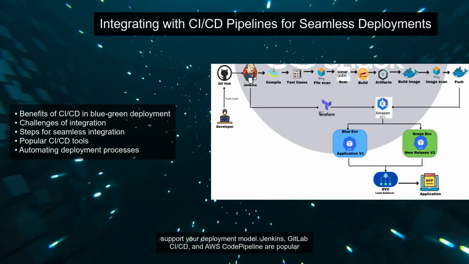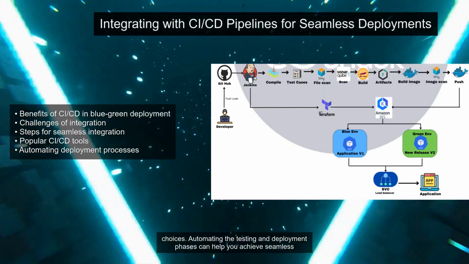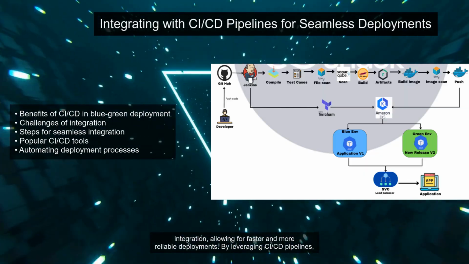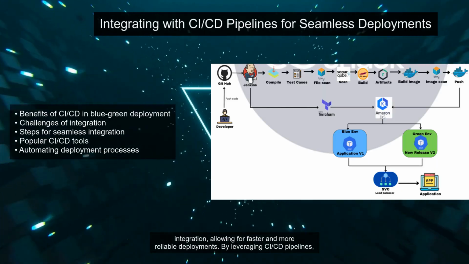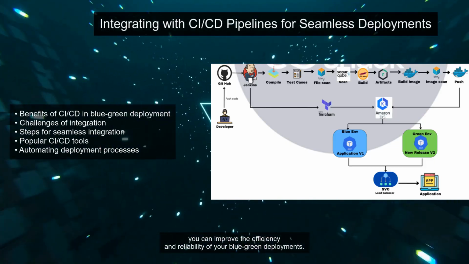Jenkins, GitLab CI/CD, and AWS CodePipeline are popular choices. Automating the testing and deployment phases can help you achieve seamless integration, allowing for faster and more reliable deployments. By leveraging CI/CD pipelines, you can improve the efficiency and reliability of your blue-green deployments.